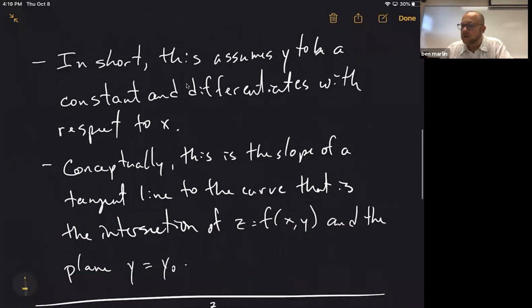So the short of this is that we're treating y to be a constant, and we're allowing x to change. What we end up getting out of this is the slope of a tangent line, but it's a tangent line that is inside of a cross section.